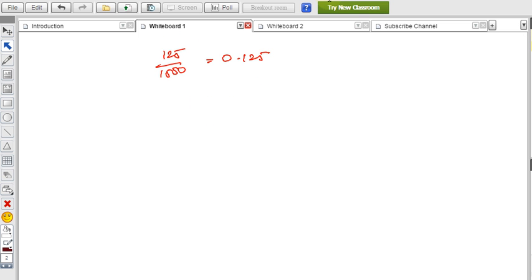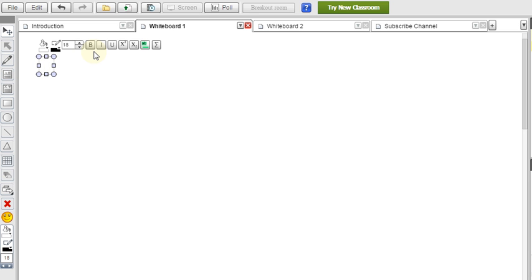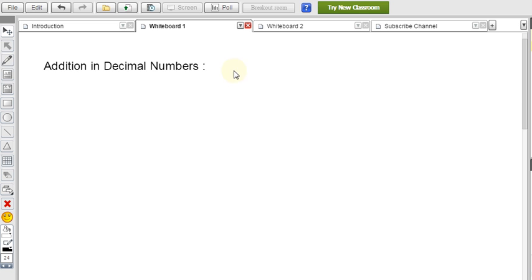Then in decimals we'll see everything one by one: addition, subtraction, multiplication, division. We'll see how to do addition in decimal numbers. Throughout the video I'll explain all the shortcuts. For now I'm just explaining the basics of decimal numbers, and later we'll see the shortcut tricks in complete decimal fractions.